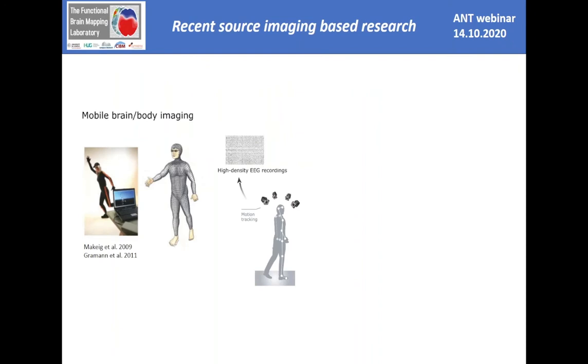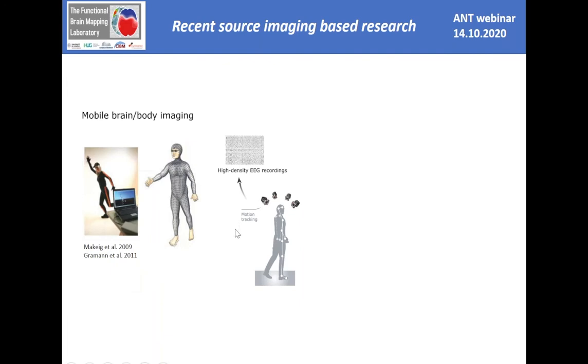So now, after I was introducing source imaging technology, or the principle of source imaging, I want to talk about 2 recent studies we did applying source imaging technology to answer some research questions. And here I want to mention the framework of mobile brain body imaging. This all stands on the shoulders of Scott Makeig and Klaus Gramann, who wrote these seminal papers already a decade ago. And from back then, the field is evolving and rapidly developing, right?